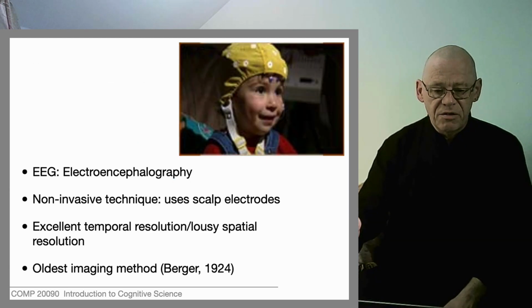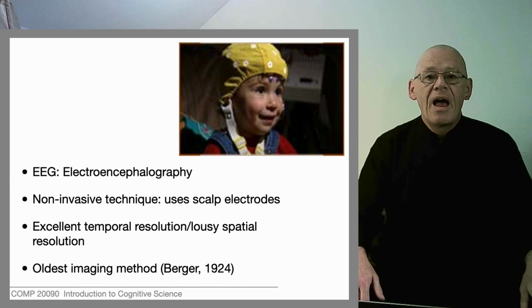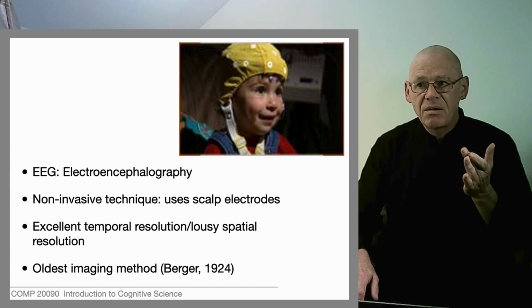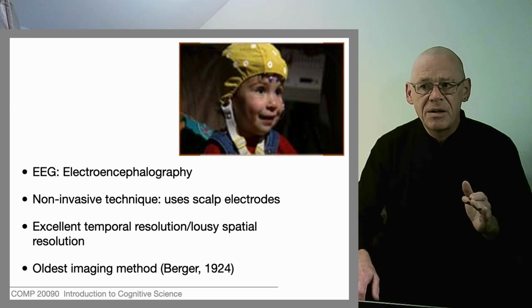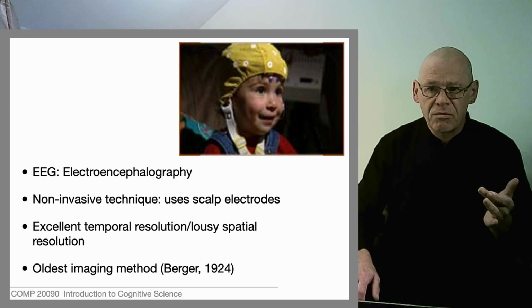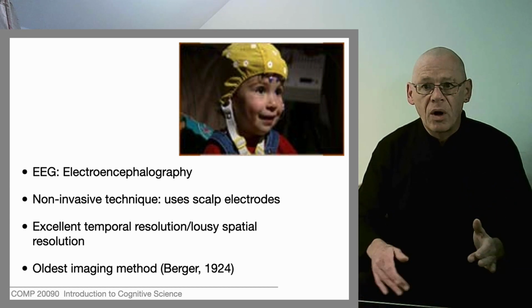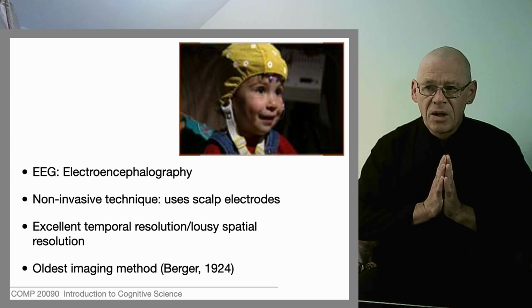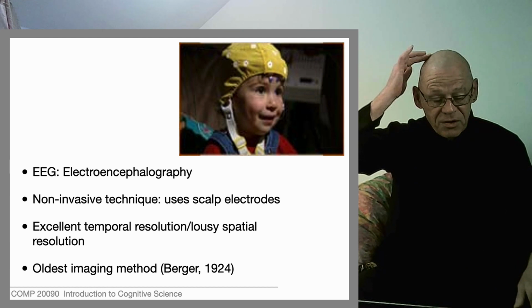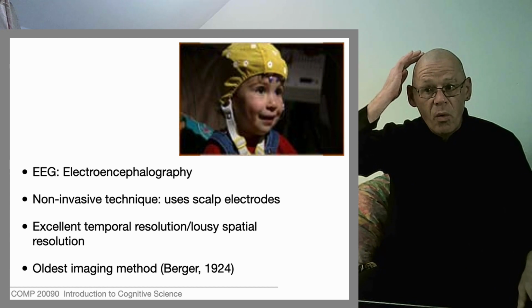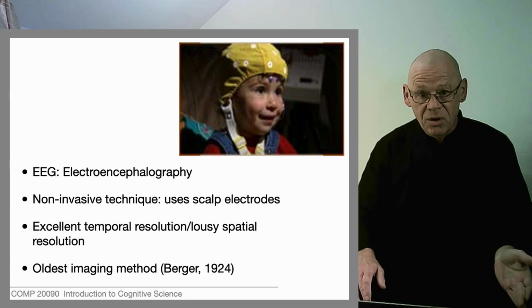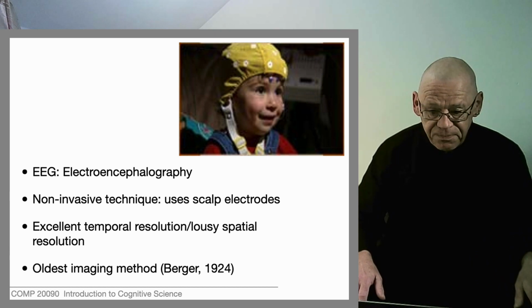So it's non-invasive, using scalp electrodes, and its ability to monitor changes in the electrical conductivity at the scalp is very fine in time. It can record changes which go on maybe hundreds of times a second. So excellent temporal resolution. On the other hand, those recordings are being made on the scalp, and saying where that variation comes from, associating it with the brain at all, is very, very difficult.